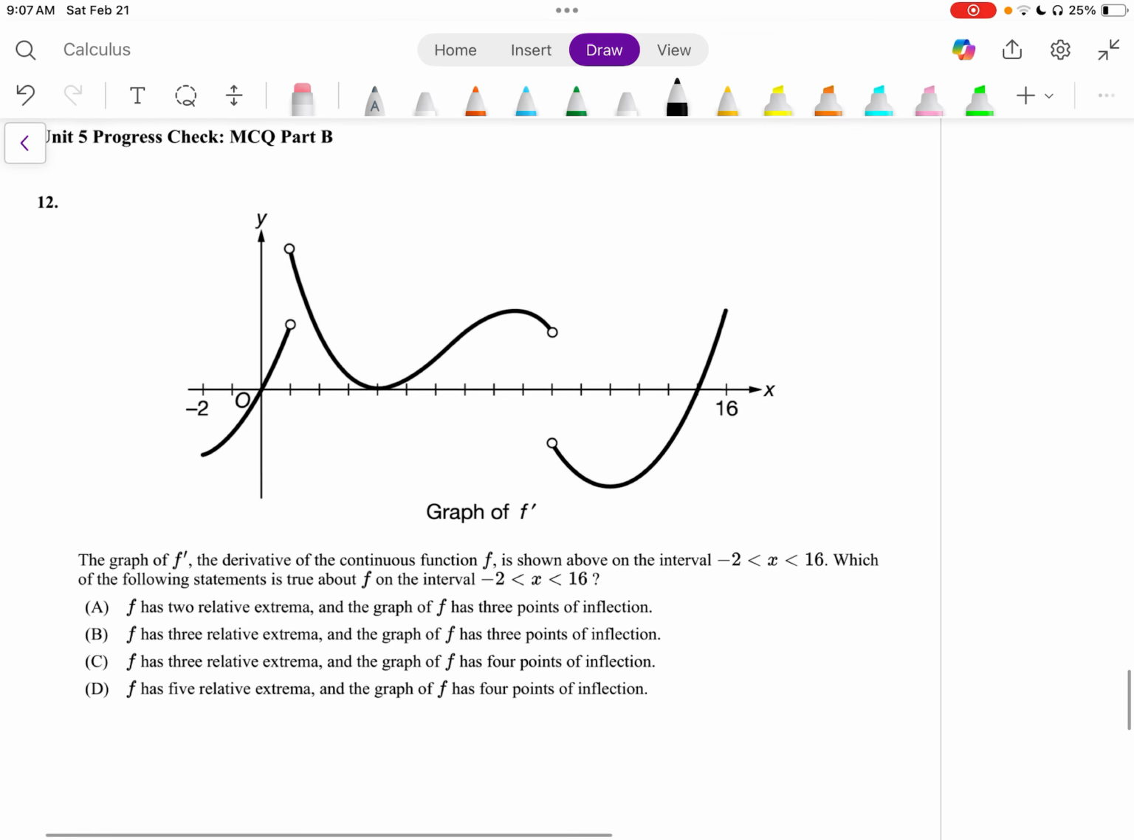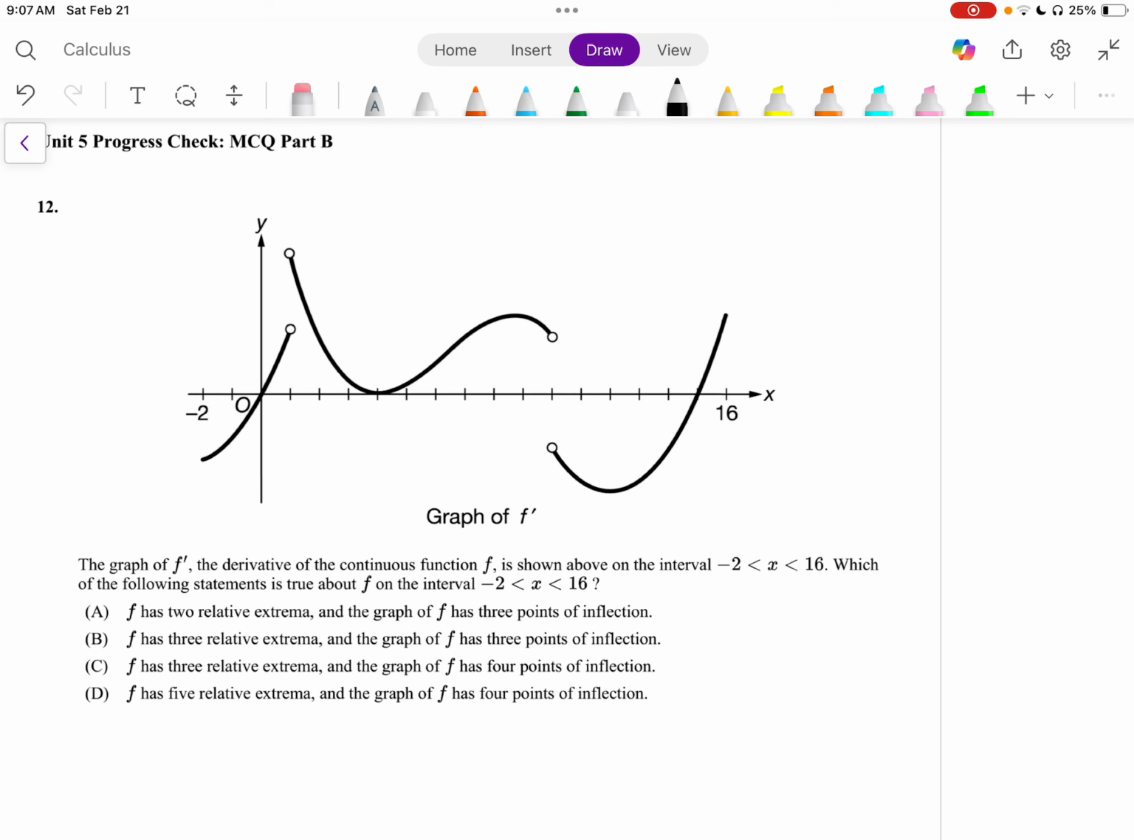And number 12. All right, the graph of f prime, the derivative of a continuous function f, is shown above on the interval -2 to 16. Which of the following statements is true about f on the interval -2 to 16? And as we look at these answers, we're looking for relative extrema and points of inflection. So this is our first derivative. And so we know there are critical numbers when the derivative is 0 or undefined. So let's first look at critical numbers here.